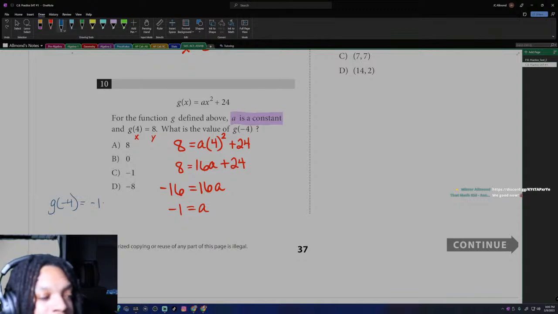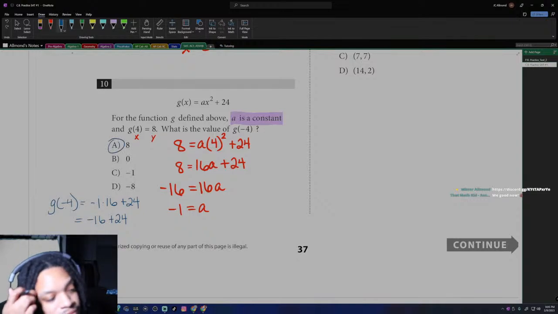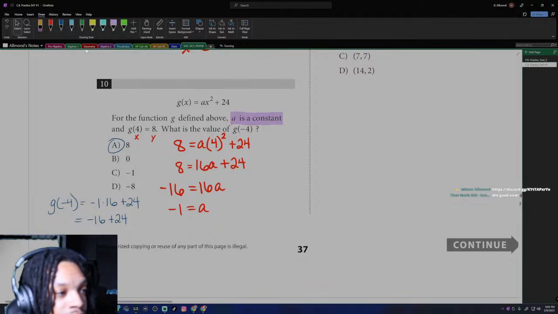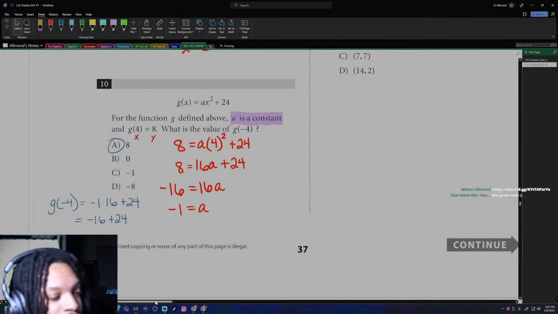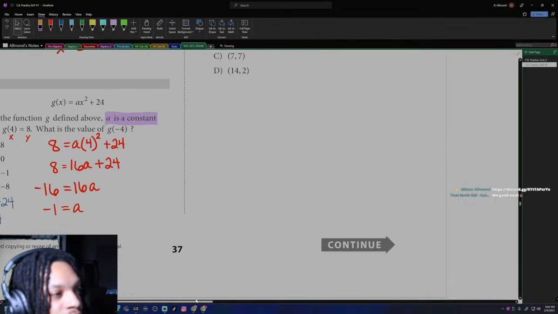Now, if I'm taking this during the test, I'm going to just do this part in my head. Negative 4 squared is just 16 plus 24. So negative 1 times 16 is negative 16 plus 24. What is that? 8. And that is an answer choice. I think it's 8. I know it's not negative and I know it's not 0. So I guess 8 is justifiable. All right. If somebody's watching this back in the future, let me know how I did or whatever.